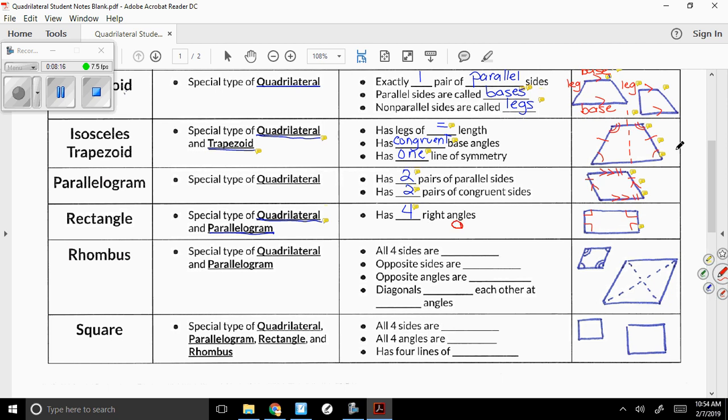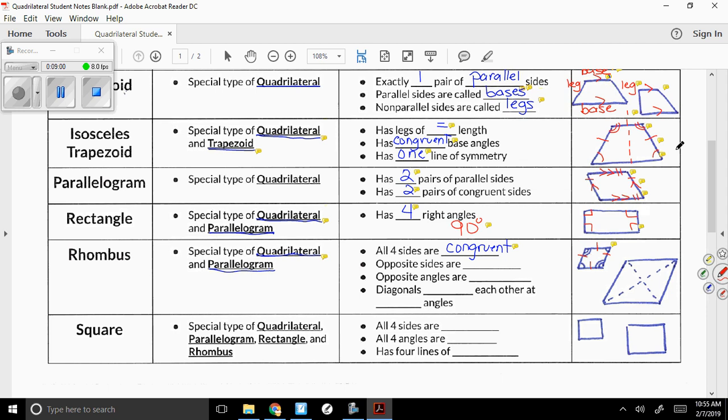All right, next up is a rhombus. A rhombus is a special type of quadrilateral and parallelogram. But what makes a rhombus special is that all four sides are congruent. So if you take a look at our picture here, the little one up top, I'm going to go ahead and make a little mark. I'm going to put one mark in all four sides because all four are congruent. Opposite sides are also parallel to each other, just like a parallelogram. The opposite angles are congruent, and we already have those symbols written in there.